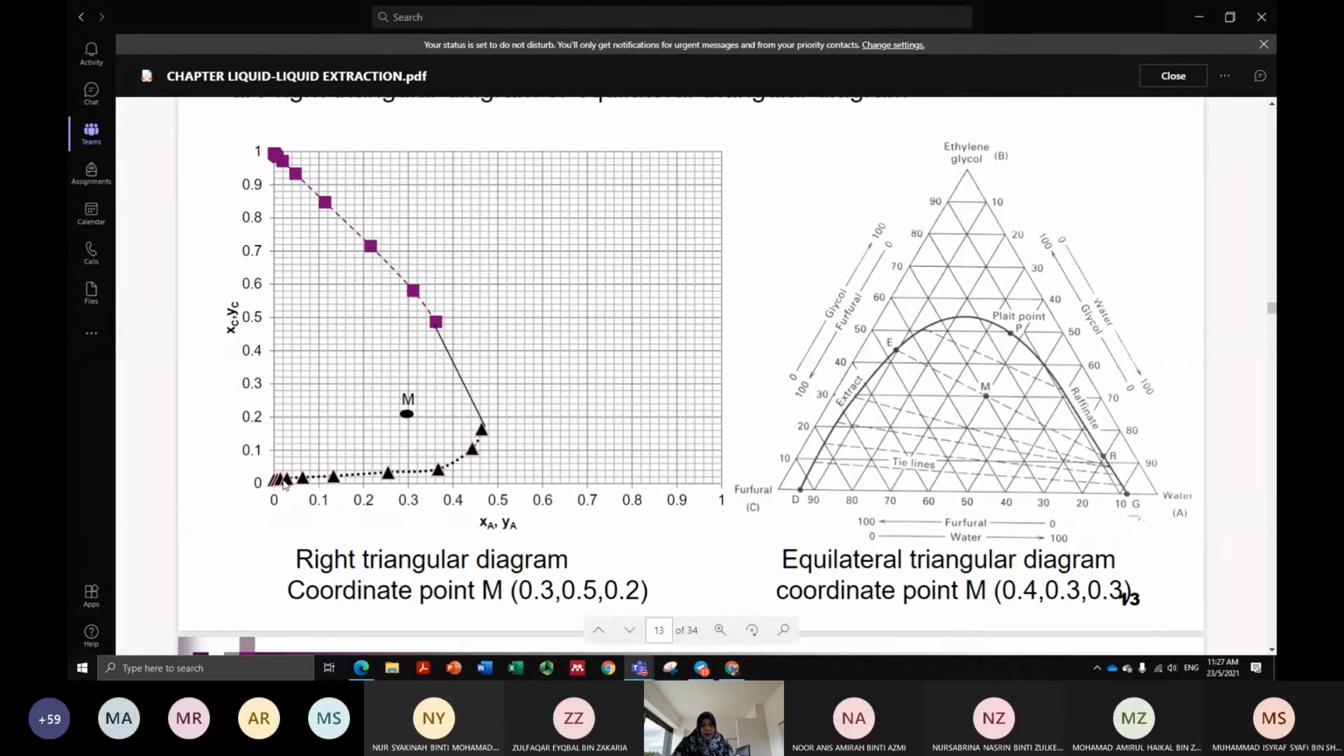So where is the plate point? The plate point must be between this purple line and the black dotted line. It can be somewhere here. This is the equilibrium curve of the three components or three compositions that you have in the process.